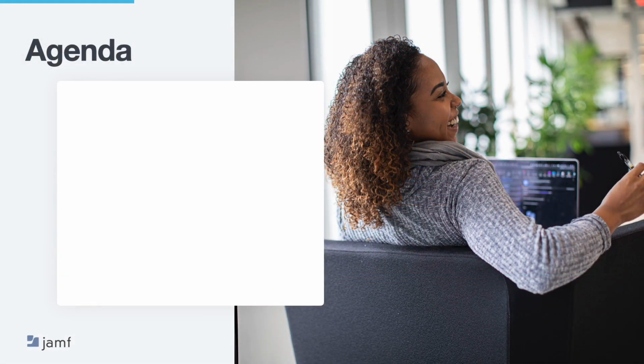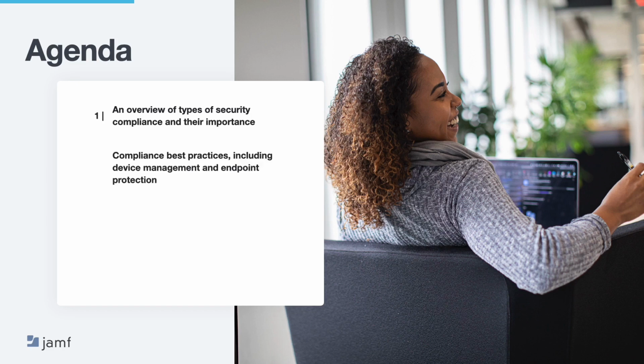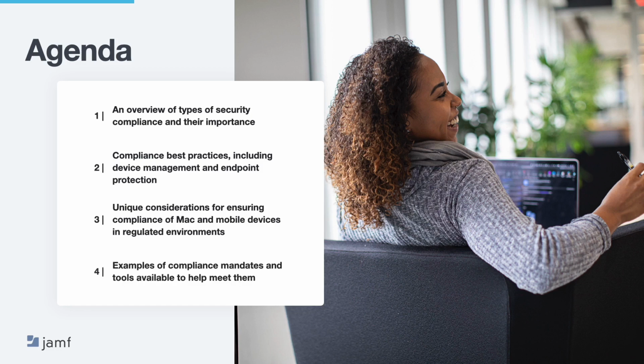Before we dive into the content of the session, let me give you an overview of what we'll be covering today. For those that might be new to Jamf, or those that already know Jamf around management solutions, we will kick off with a quick overview of Jamf and how we have both management and security solutions before moving on to an overview for the types of security compliance and their importance. We'll then take a look at compliance best practices, including device management and endpoint protection, unique considerations for ensuring compliance for Mac and mobile devices in regulated environments, and finally, examples of compliance mandates and tools available to help meet them. I'll deliver a brief recap before opening it up to Q&A.